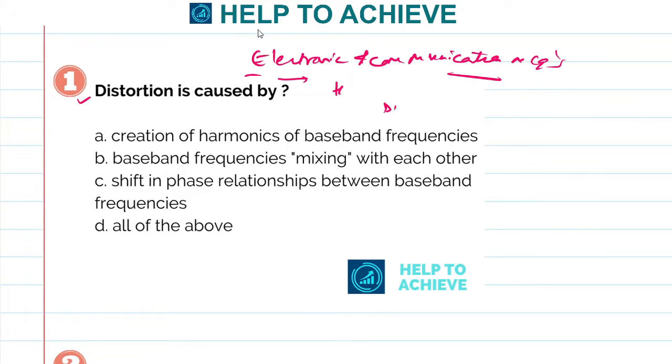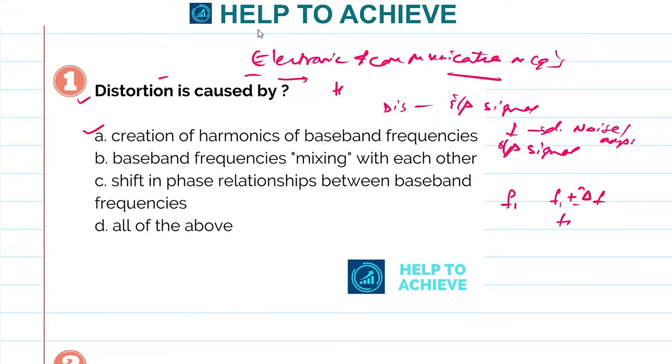Distortion is basically if there is any input signal, and while producing the output signal there is any distortion, I mean any noise or any change in the amplitude which is unwanted. So all these things are distortions. So what are these being caused by? Creation of harmonics of baseband frequencies. These harmonics will definitely cause some change in the sinusoidal frequency. So that is caused by harmonics.